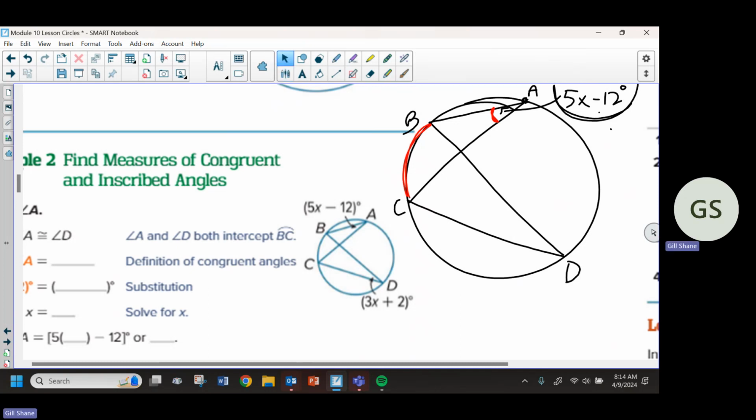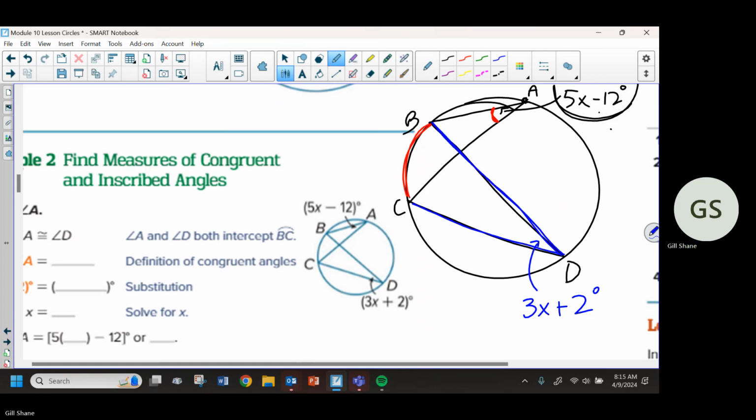D, we'll do in blue. I'll draw an arrow in again. So I have 3x plus 2. What is that 3x plus 2? It's the measure of that angle. Doesn't matter that it's got an x and plus 2. That's the measure of the angle. What is true about this angle, or more specifically, the arc?